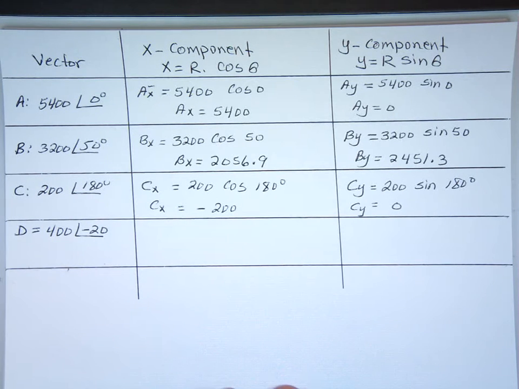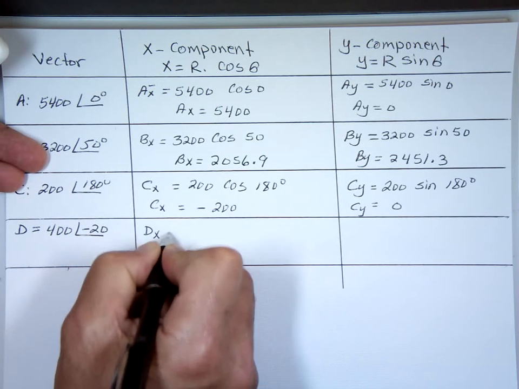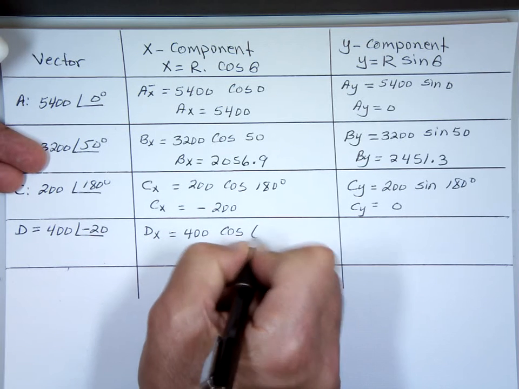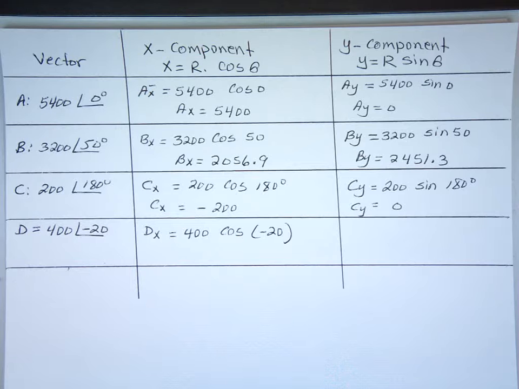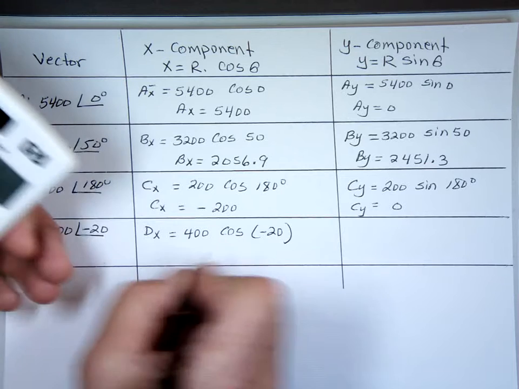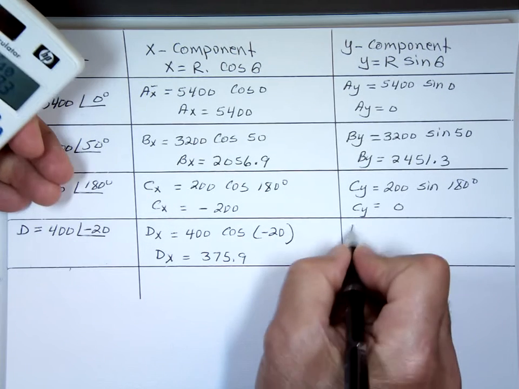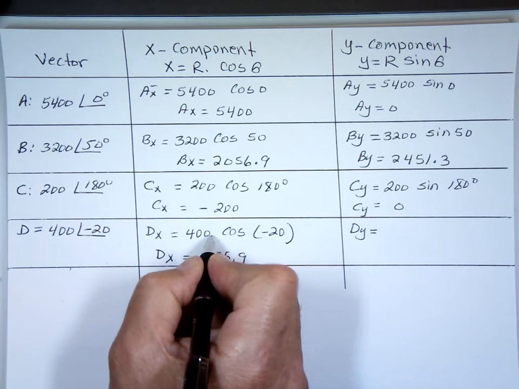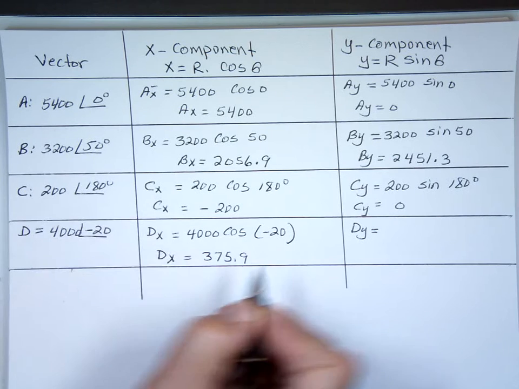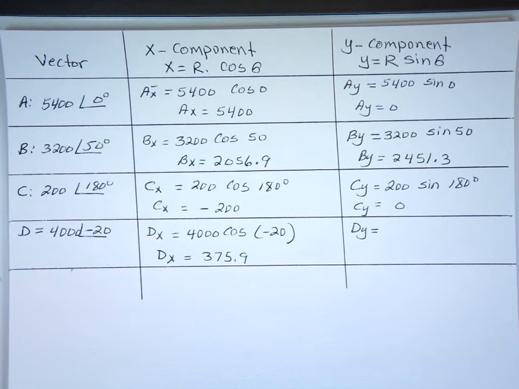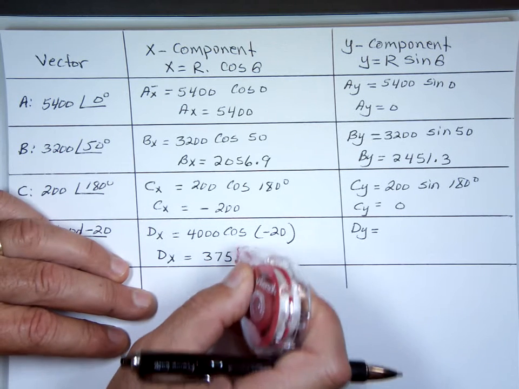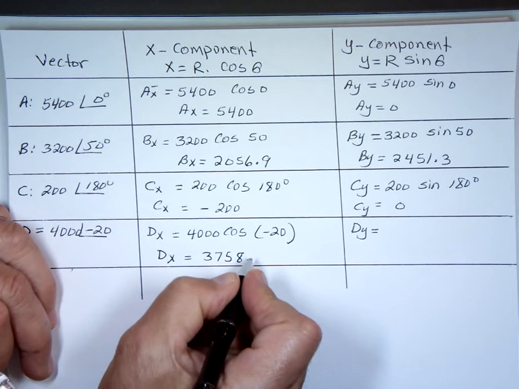And the last one, that one on the bottom, D there, in the x direction is 4000 cosine negative 20. I got 3758.7 or .8.